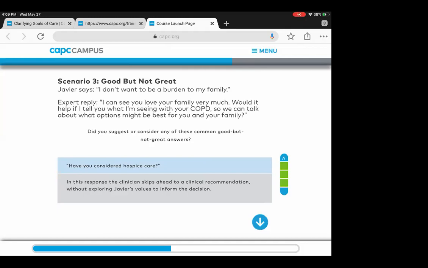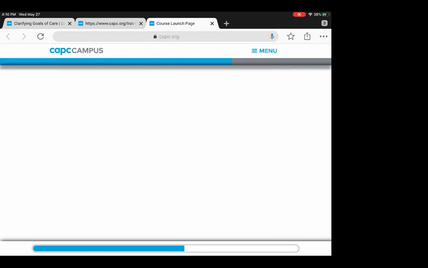Now, I think, in this case, if you acknowledge that statement and said, it sounds like you love your family very much, would it be okay if I made a recommendation based on what I'm seeing? And that can be an opportunity to introduce hospice care if you feel like you're at that stage of the conversation. And I think this does that.